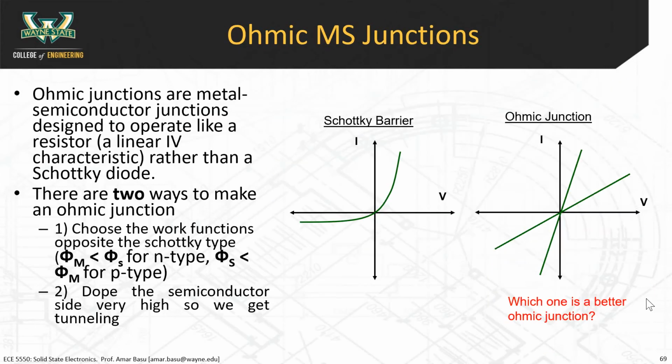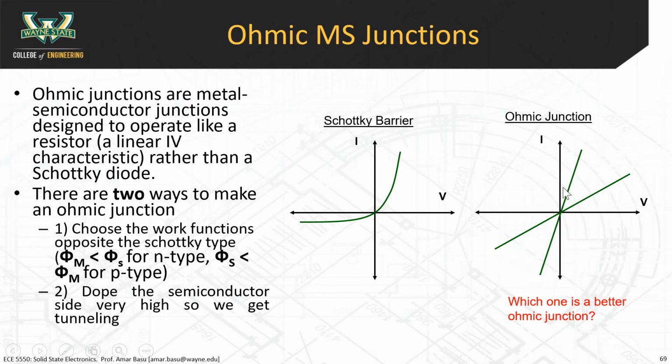All right, now let's talk about ohmic junctions. So ohmic junctions are metal semiconductor junctions that are designed to operate like a resistor rather than a diode. So this is what the IV characteristic for a diode looks like. It's exponential, and then it saturates on the negative side. This is the IV characteristic for a resistor. It's a linear element. So if you double the voltage, you double the current. If you cut the voltage in half, you cut the current in half. So the IV characteristic for an ohmic junction is going to look like a straight line.